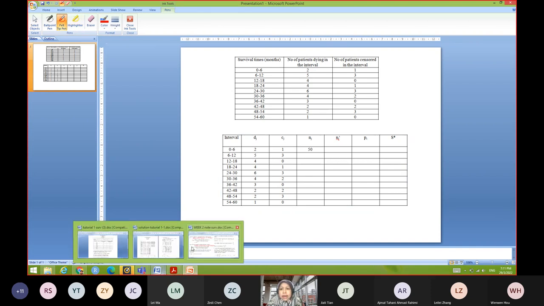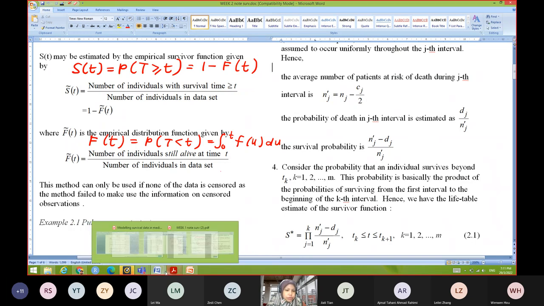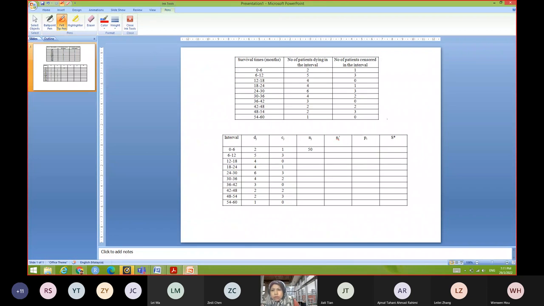So N prime J here, this one. N prime J equals NJ minus CJ over 2. Okay, so just write it here. N prime J equals NJ minus CJ over 2. So in this case, your N prime J equals 50 minus 1 over 2, right? So this will be 49.5, okay? So just write it here.